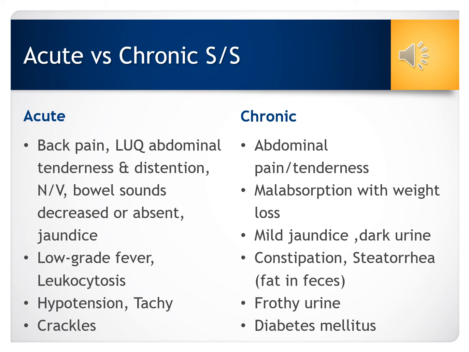With acute pancreatitis, signs and symptoms can include back pain, left upper quadrant abdominal pain, abdominal tenderness and distension, nausea, vomiting, bowel sounds may be decreased or absent, there may be jaundice. The person may have a low-grade fever, leukocytosis, and eventually may have hypotension, tachycardia, and crackles in their lungs.